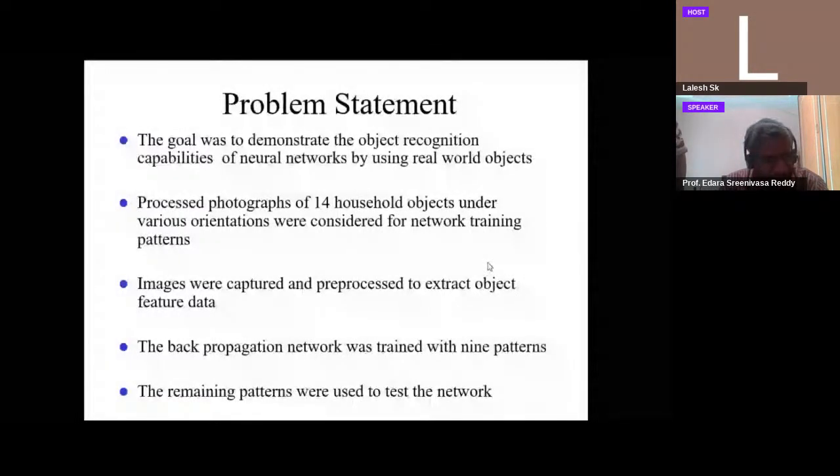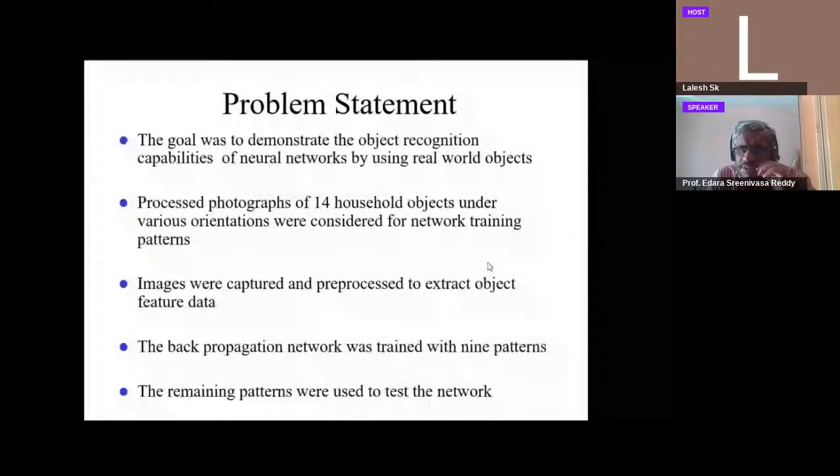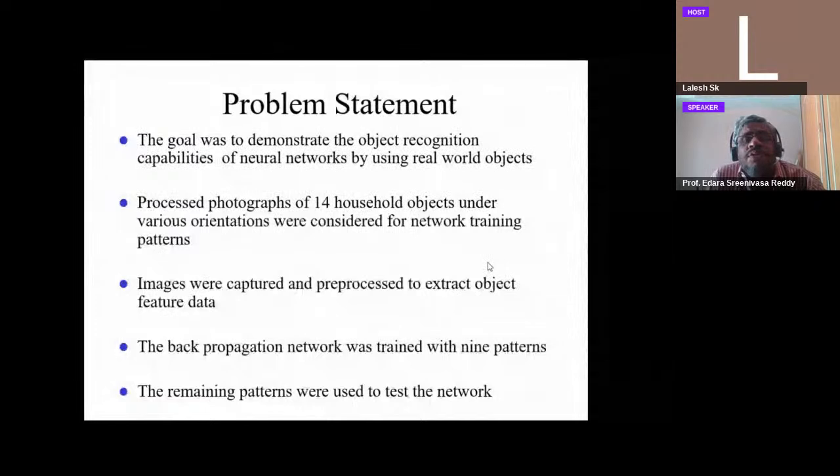Pre-processing means removing the noise, making a standard size of image, and adjusting the contrast. There are many techniques in pre-processing. There may be noise in images, so you must remove the noise. Similarly, contrast may be non-uniform, and it must be adjusted. And if possible, we can segment the image. All these come under processing of 14 household objects under various orientations.